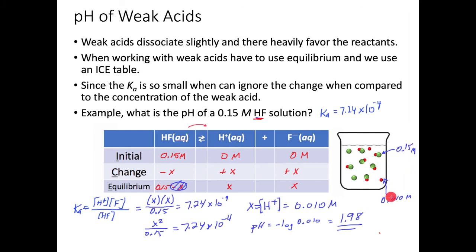And that's the essence of weak acid problems. And this is how you're going to solve them every time, well, almost every time, based on the fact that Ka is really, really small.